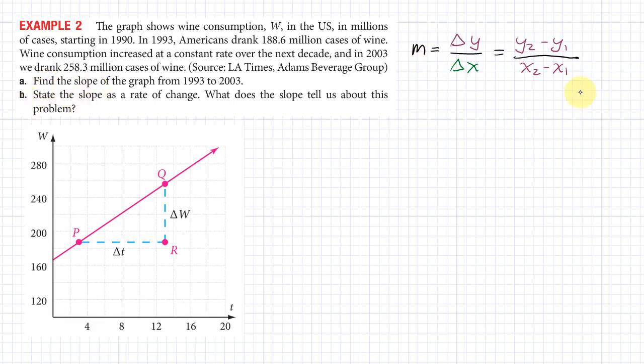So you probably want to write down the formula for slope. I got the color a little bit mixed up there. Except the difference is, in this case, we don't have the variable y and the variable x. Here, instead of y, it's w. That represents the millions of cases of wine that people have had in a certain year. And instead of x, we've got time.